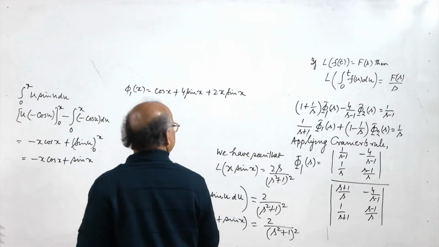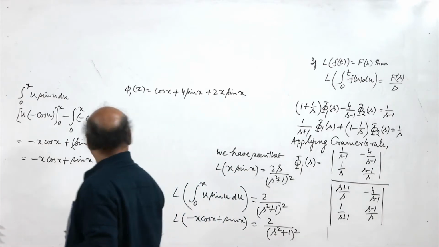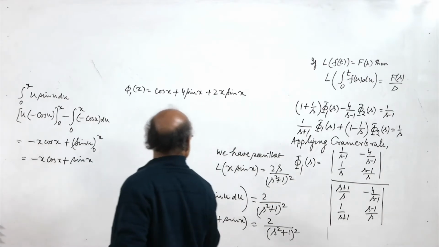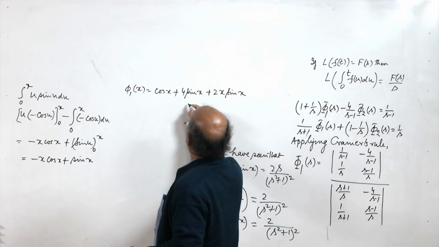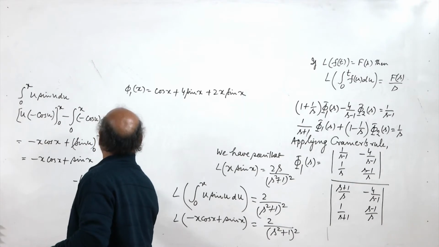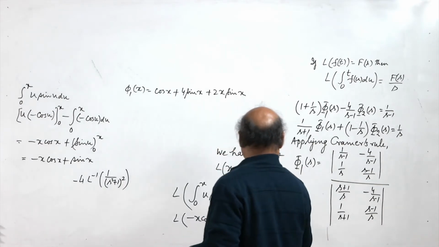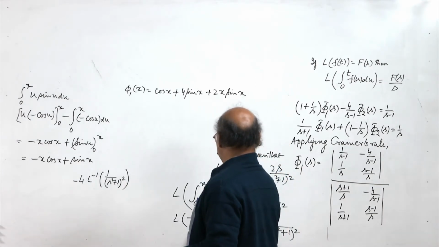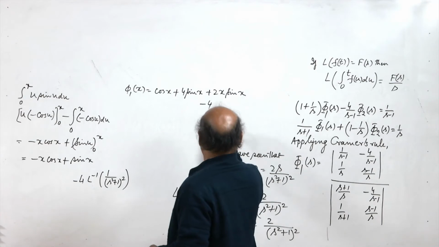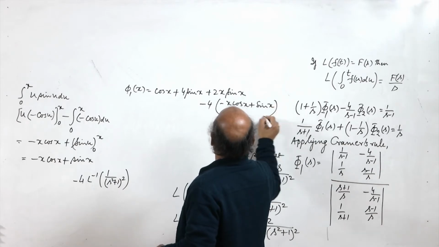Now, I have omitted the expression that we had. I think it was minus 4. We had minus 4 L inverse of 1 upon s square plus 1 whole square. So, L inverse of 1 over s square plus 1 whole square is minus x cos x plus sin x by 2. So, minus 4 times minus x cos x plus sin x divided by 2.